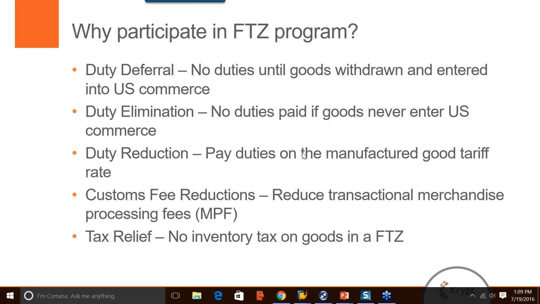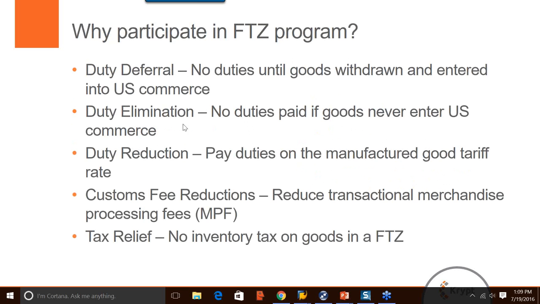So these are the major financial benefits, and really these benefits can be very important depending on the type of business that you run and your specific process and your supply chain. One of the biggest benefits is duty deferral, in that merchandise can be brought into the zone without paying duties and stored there indefinitely. If merchandise is brought into the zone located in the U.S. and then it's determined that the goods shouldn't be imported, they can be exported without paying any duties.